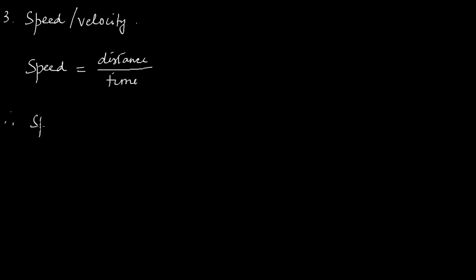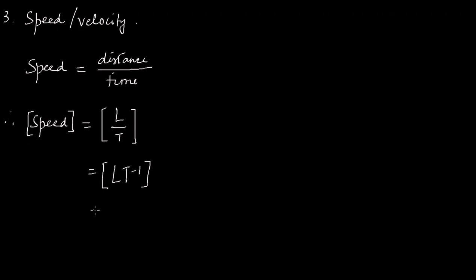So therefore speed inside of the square bracket, this will be distance. What is the distance? Distance is denoted by L and time is denoted by T. So you have L T minus 1. Do you understand why I get minus 1? Because if I take this T up, then the power of T here is 1, isn't it? It is in the denominator. If you take it up, then it becomes minus 1. Is there any m here? There's no m, so m0, L1, T minus 1.